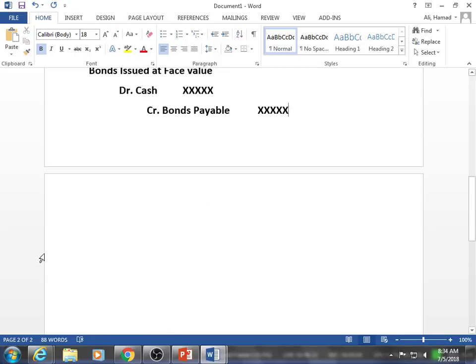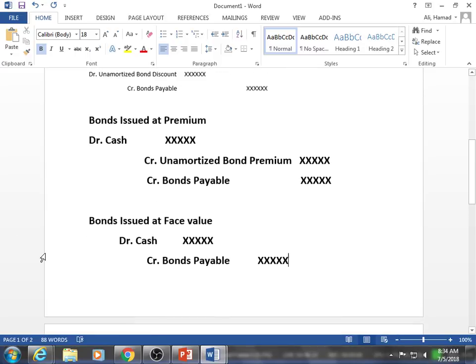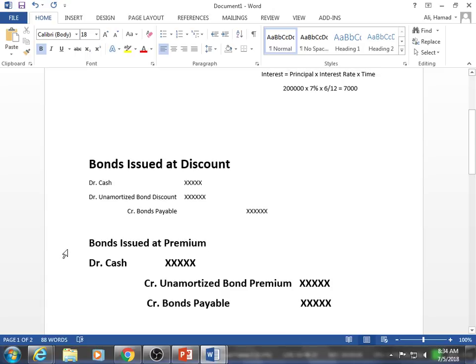So go back to the bond issued at a discount. We're going to debit cash. We're going to credit bonds payable, which is going to be for the whole amount. But we put the amount of cash we're getting as the debit, and we debit the unamortized bond discount. What does that mean? It's the difference between the face value and the amount of cash we're getting. What does unamortized mean? We're going to amortize it later.